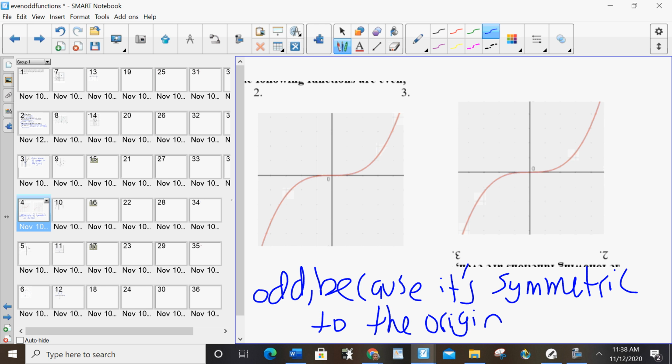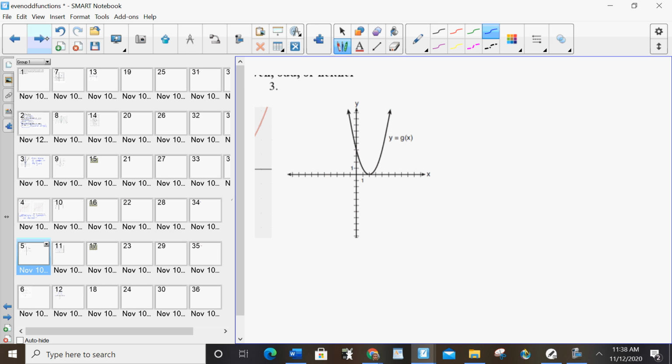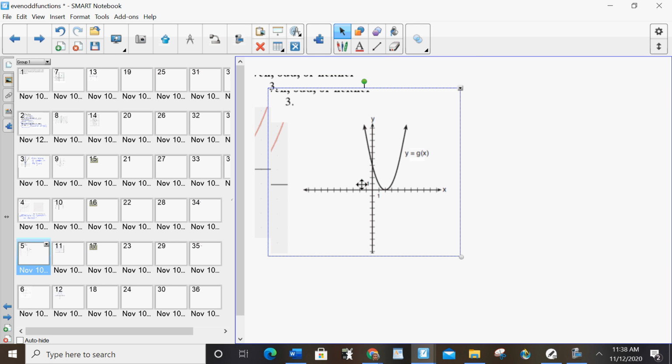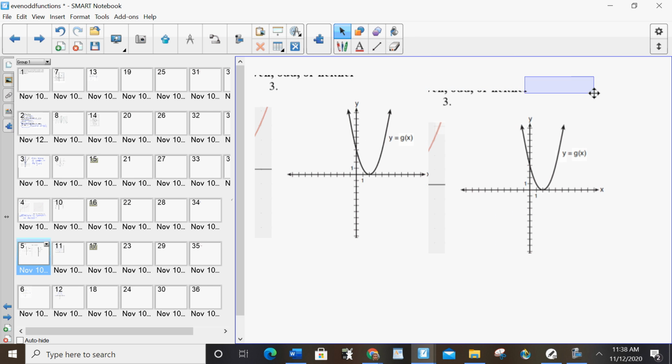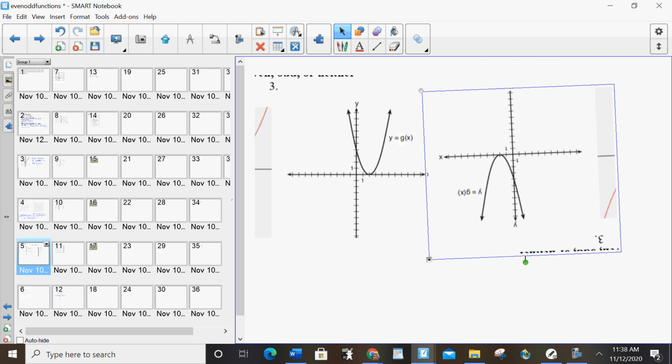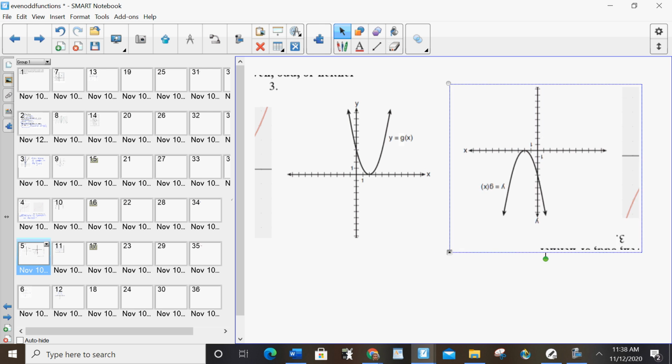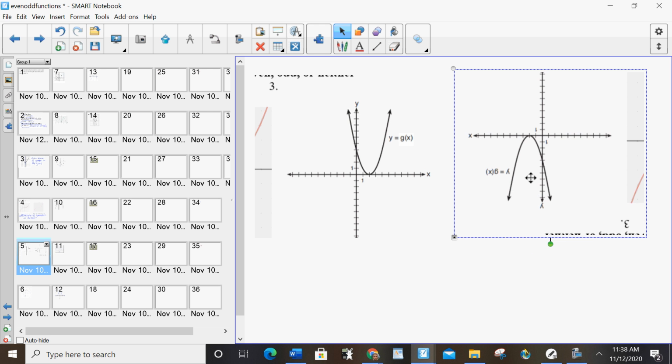I feel like I should be typing this. I'll start typing it. Number three, is this symmetric to the y-axis? Is the y-axis cutting it exactly in half? No. If it was, then this piece would look like that. So no, it is not symmetric to the y-axis. Is it symmetric to the origin? Well, if I turn it upside down, will I see the exact same thing in the exact same spot? Not even close. One's upside down, one's on the right, one's on the left. So it's neither.